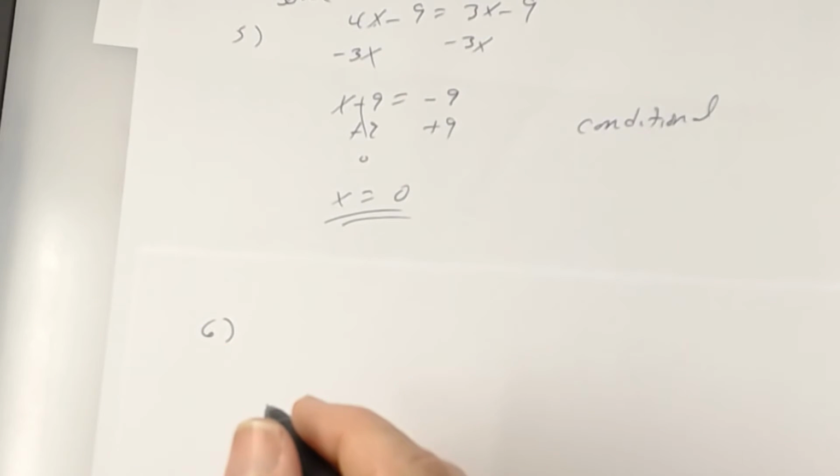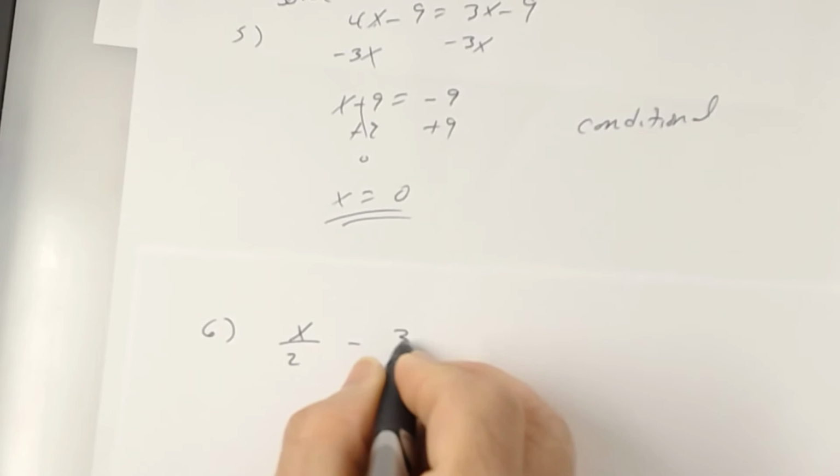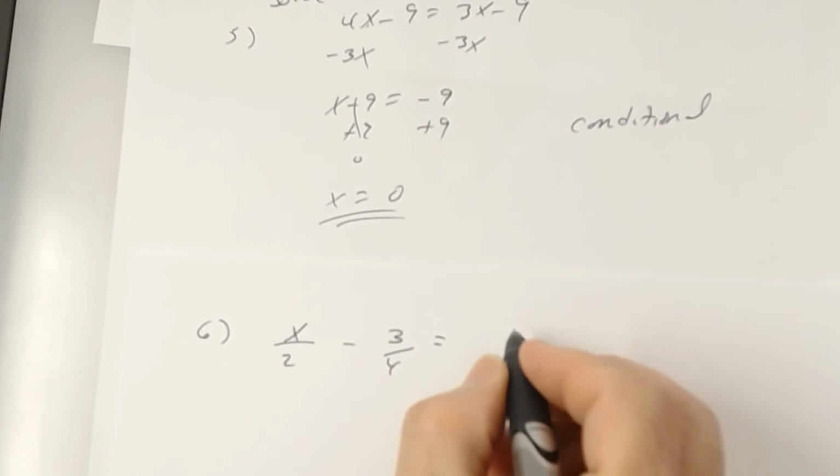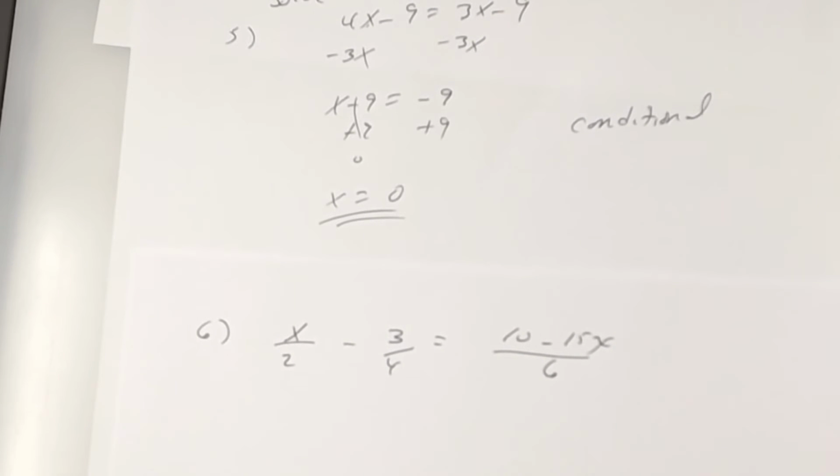All right, let's look at number 6. Okay, number 6. Suppose we had this. x divided by 2 minus 3/4 equals 10 minus 15x divided by 6.